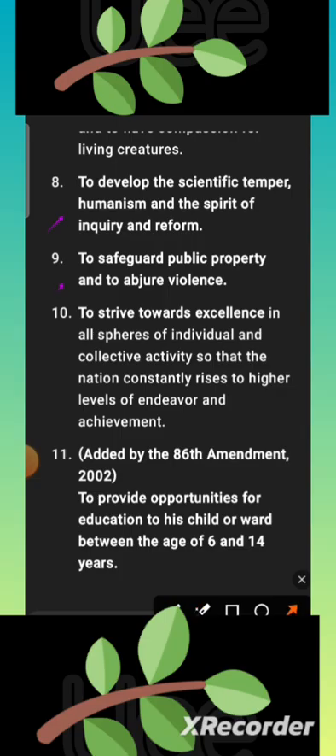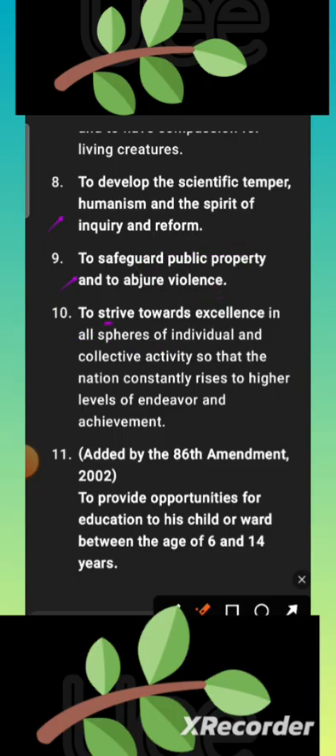9. Safeguard public property and abjure violence. Protect what belongs to everyone and never encourage violence. No damaging school benches, not writing on walls, peaceful protest. In education, taught as part of moral science and discipline. To safeguard public property and abjure violence.